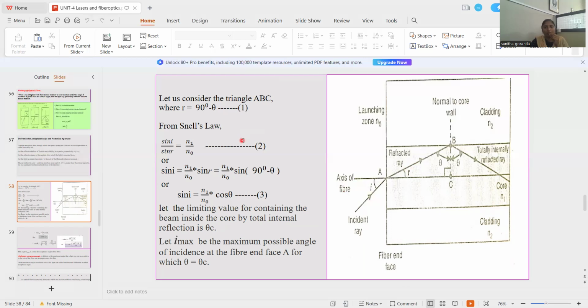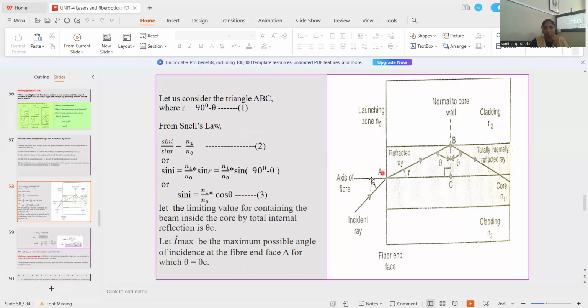For this, let us consider the triangle ABC. Here the angle of refraction is R, and this is the angle of incidence. Again, here are different media: core and cladding are different media. This is the incident ray, where the angle of incidence is theta, and here the angle is 90 degrees. From this triangle ABC, the angle R can be written as 90 minus theta. R is equal to 90 minus theta.